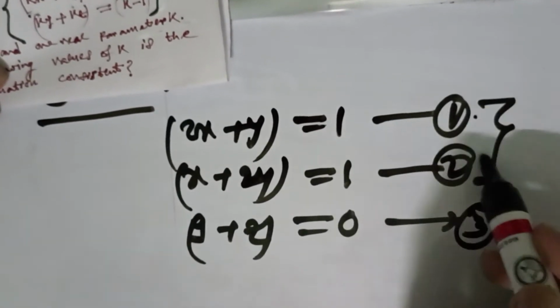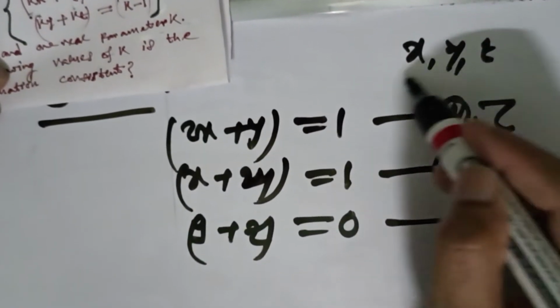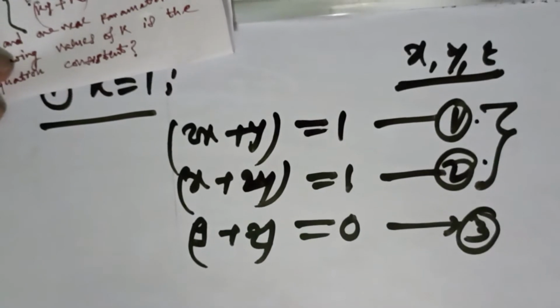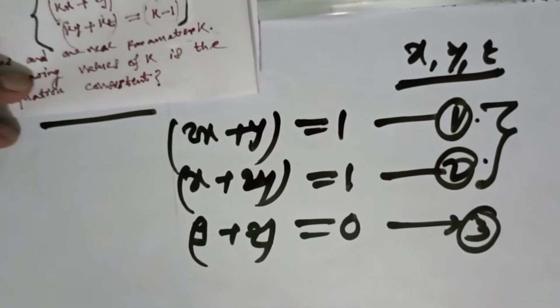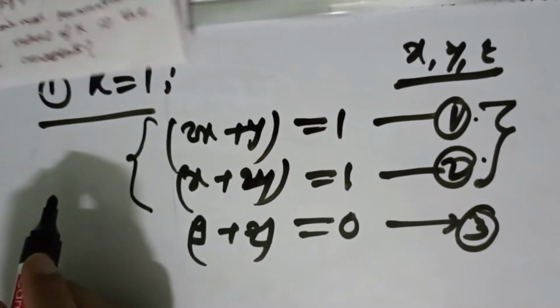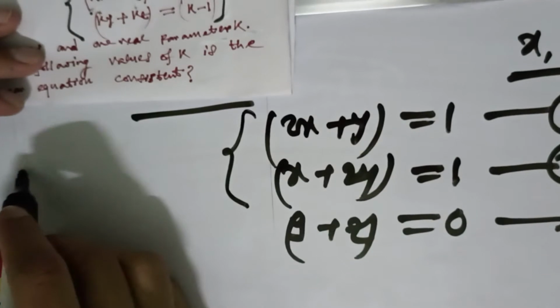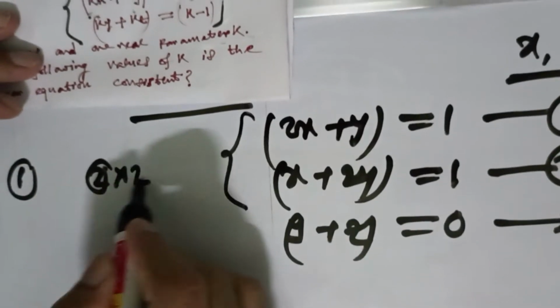See, there are 3 equations and 3 unknowns x, y, z. The number of equations equals the number of unknowns, so this system has a unique solution. Now we are going to find the solution. First solve equations 1 and 2. Multiply equation 2 by 2 and subtract from equation 1.